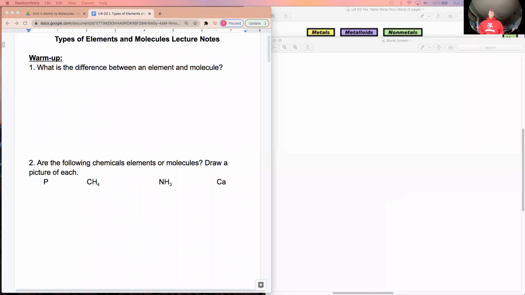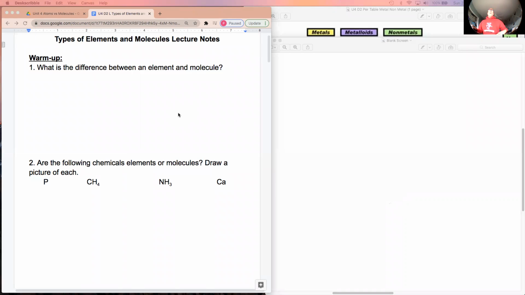Today, we are going to be studying the types of molecules and elements. And we're going to be putting all those things together. But we're going to start off with reviewing what we did last class. So let's just take a look at what we did last class. It says, what's the difference between an element and a molecule?